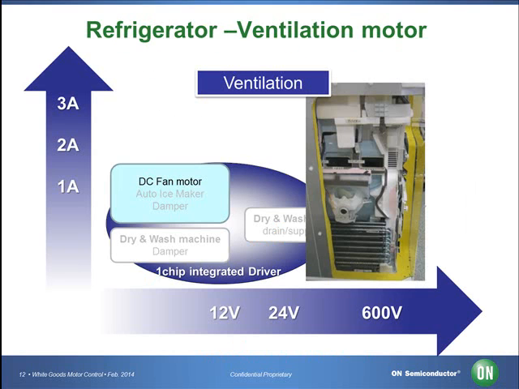For ventilation and cooling, a 12-volt BLDC fan motor is used. 2 fans are now common. One fan is used for cold air circulation inside the refrigerator. The other fan is used for heat sink cooling outside the refrigerator compartment.